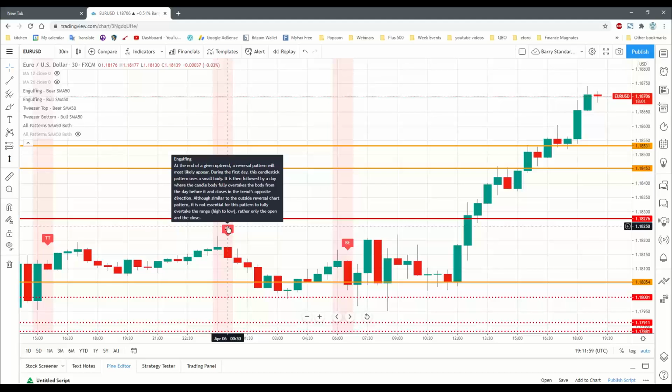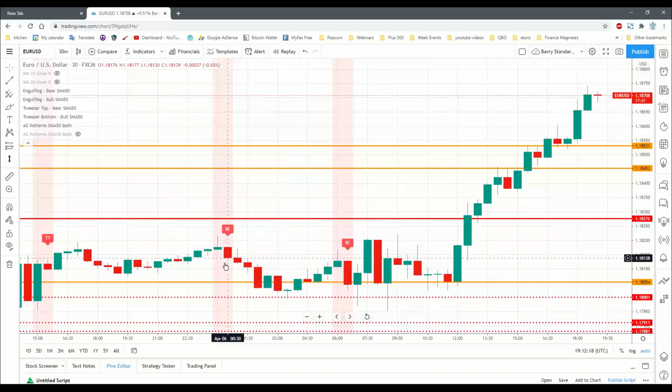At the end of a given uptrend, a reversal pattern will most likely appear. During the first day, this candlestick pattern usually has a small body, is then followed, and not necessarily daily, this time frame to the next time frame. It is then followed by a candle where the candle body fully overtakes the body from the previous close. So in other words, this red candle fully enclosed the previous candle in the opposite color. So that told us that up move was technically ending. Okay, it wasn't much of an up move.